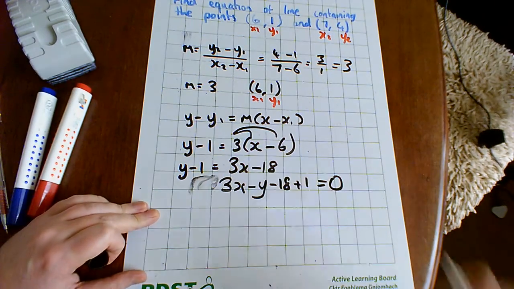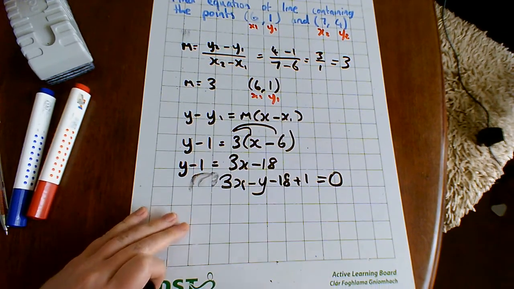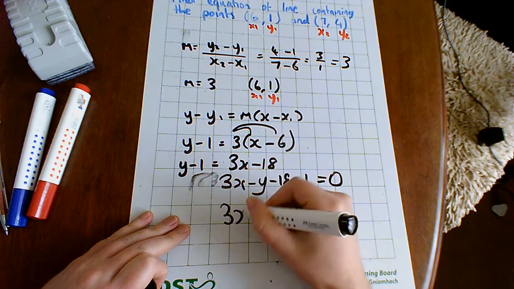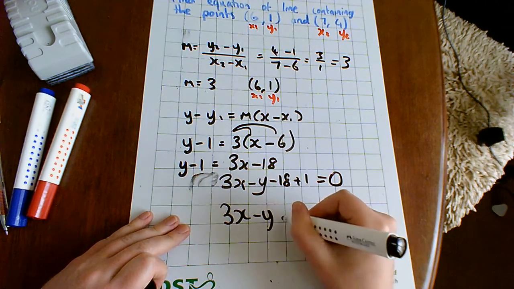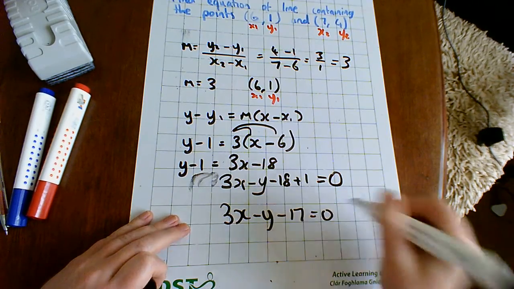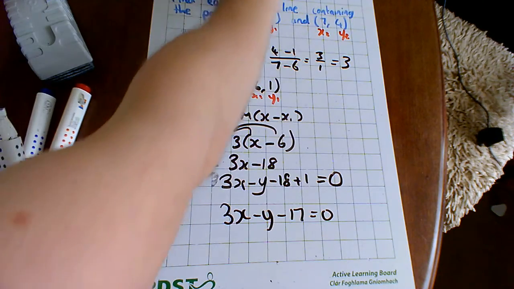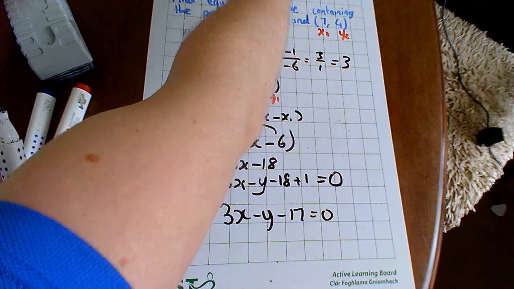It doesn't make a difference. And very last step, we just collect like terms. Minus y minus 18 plus 1 is minus 17 equals 0. Okay, and that's our first example. So I'll do another example in a sec.